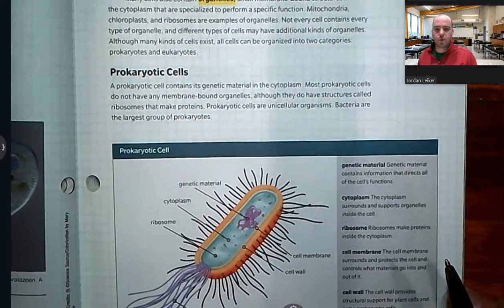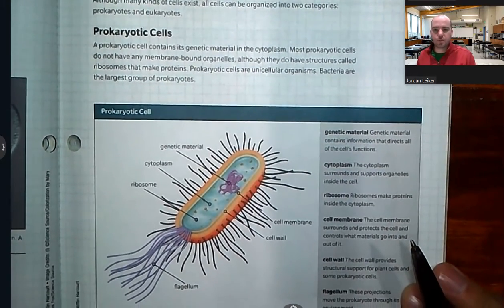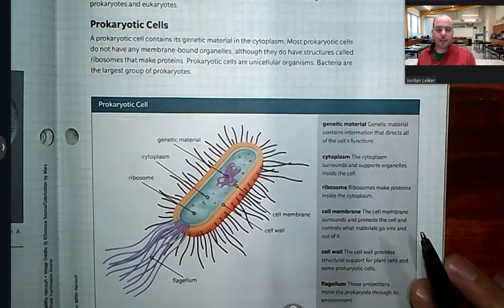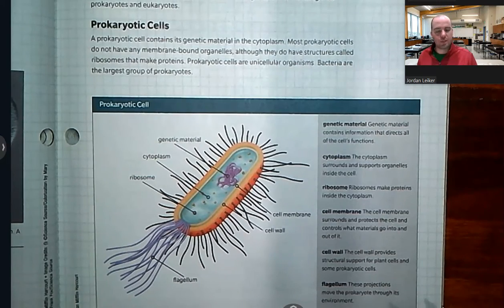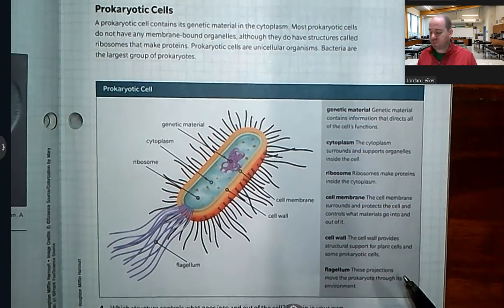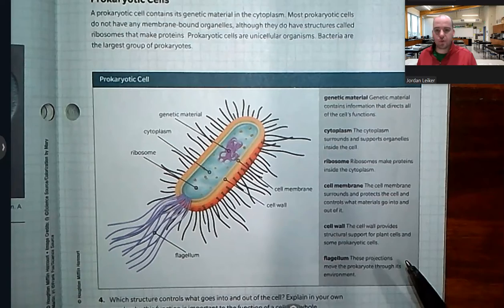Okay, so let's start with prokaryotic cells. What prokaryotic cells mean is it does not have a nucleus. And you think pro rhymes with no. So pro, no nucleus in a prokaryotic cell. That's really the big difference here. It may have some organelles, but it does not have a nucleus.